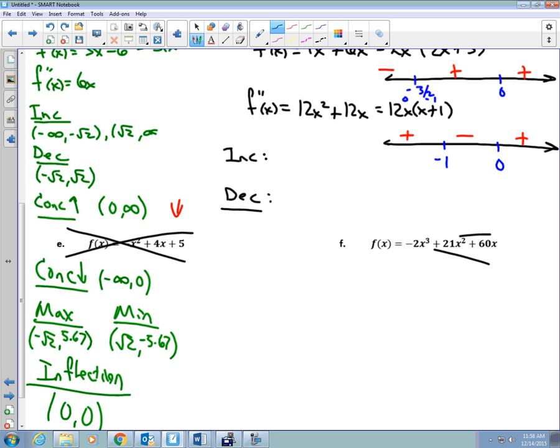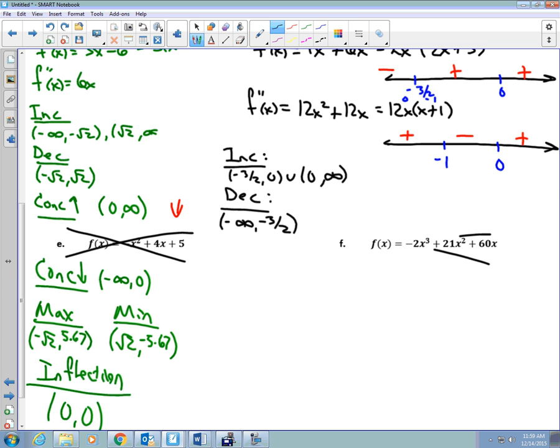Where is it increasing? Negative 3 over 2 to 0, and then from 0 to infinity. You can't include 0 because it's not increasing or decreasing at 0. Decreasing from negative infinity to negative 3/2. Because the definition for increasing is where the derivative is positive. And at 0, the derivative is 0. And that's neither positive nor negative. It's the absence value.